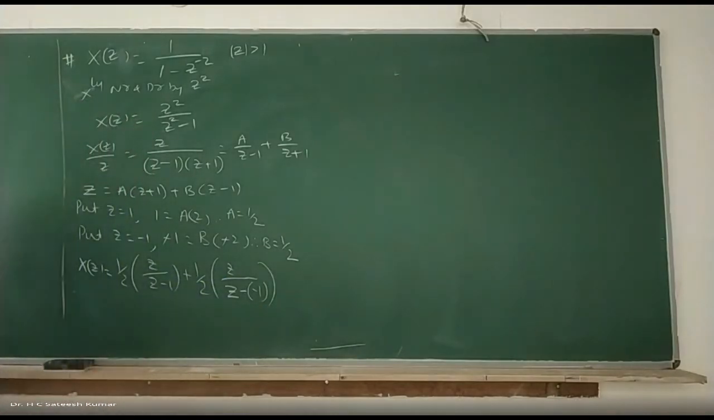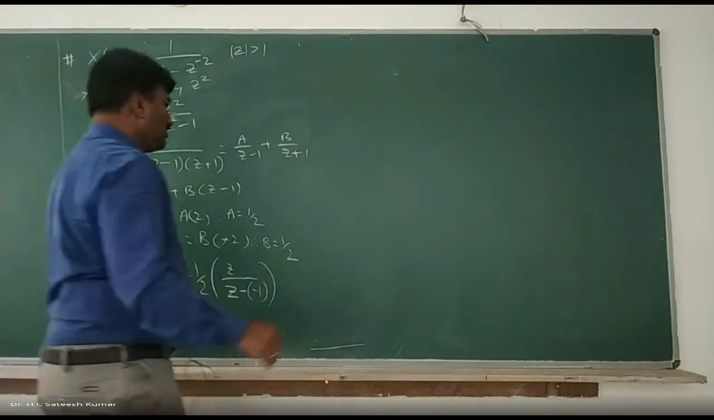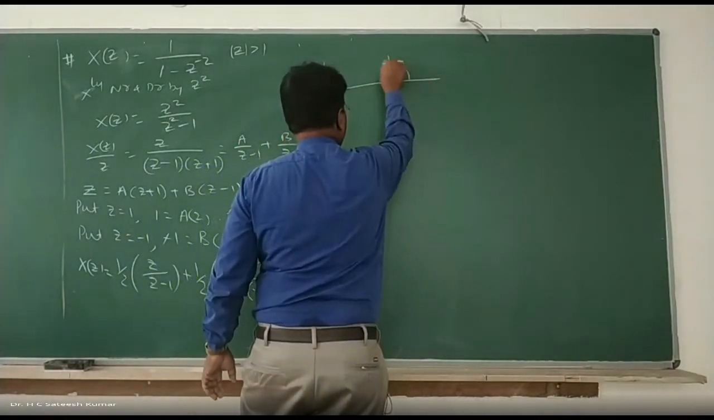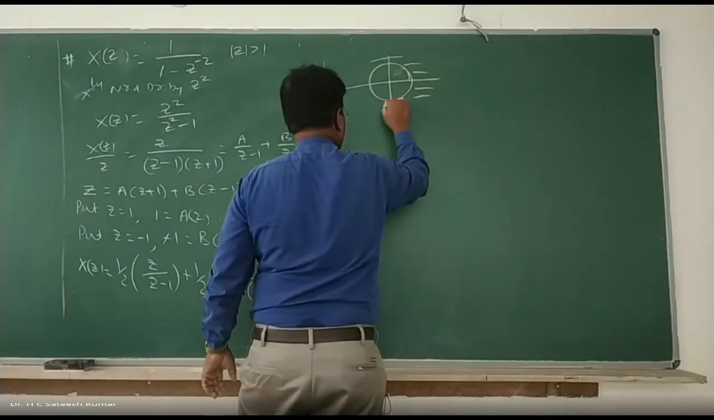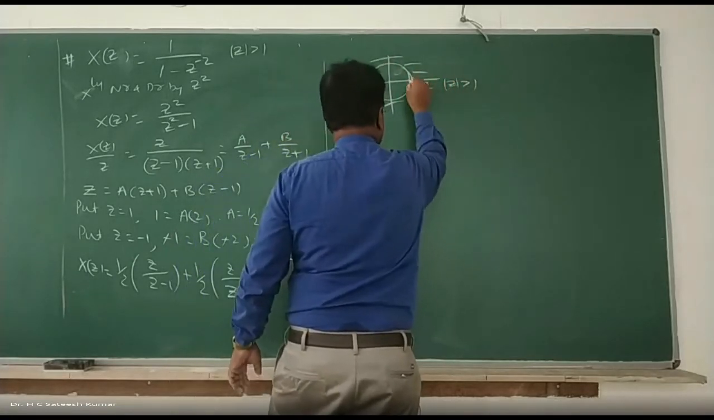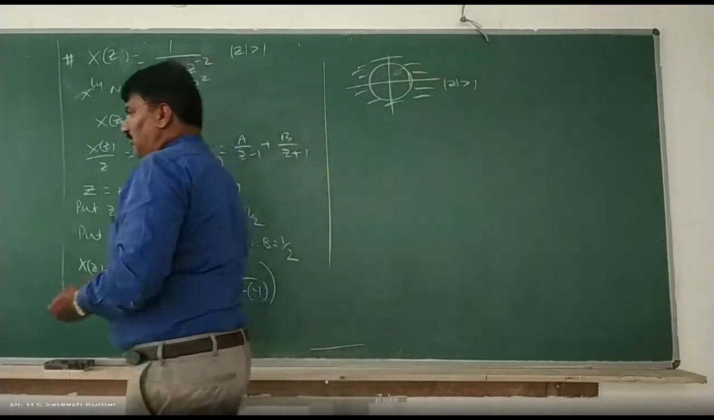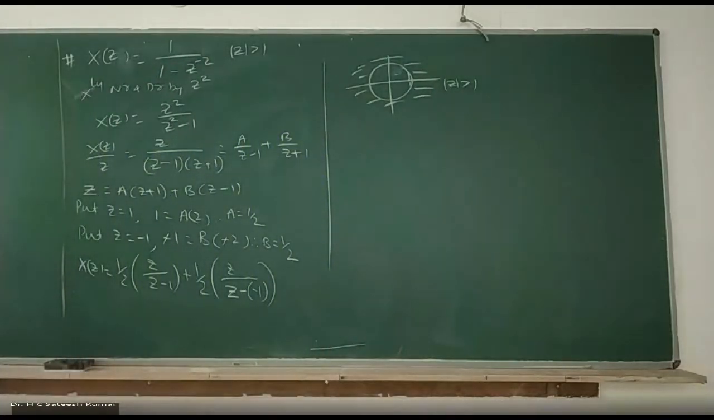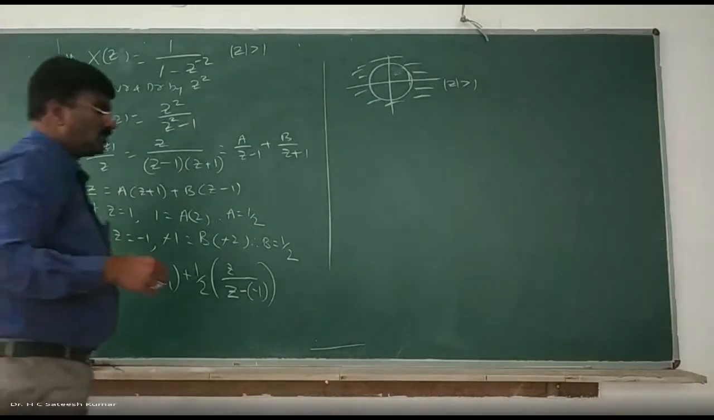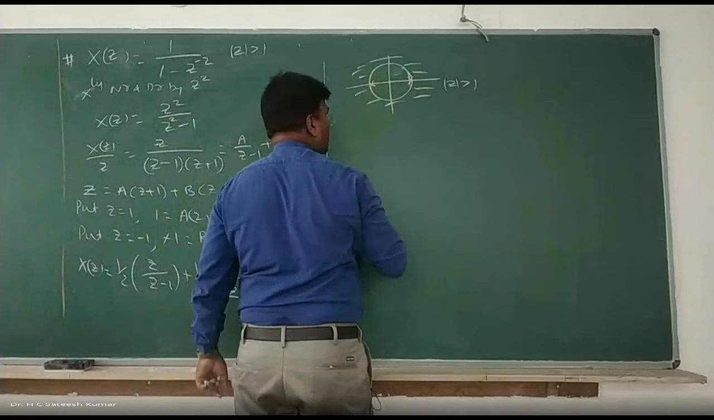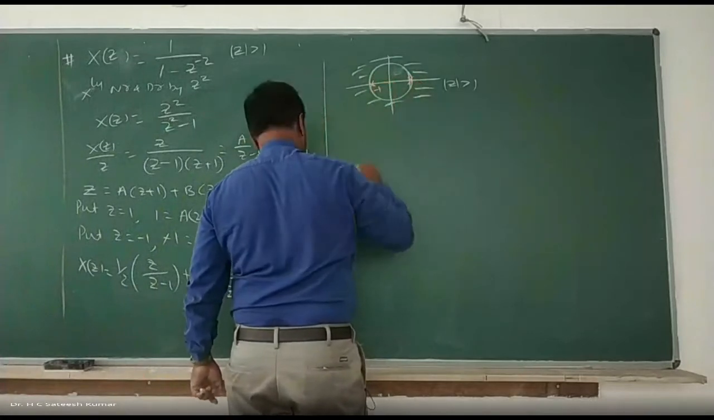Now you sketch the ROC. ROC is what? ROC is mod z greater than 1. This is the ROC, mod z greater than 1. 1 is here. Now, where are the poles? Poles are at minus 1 and plus 1. Two poles are there. One pole is here and this pole is here. This is 1, this is minus 1.